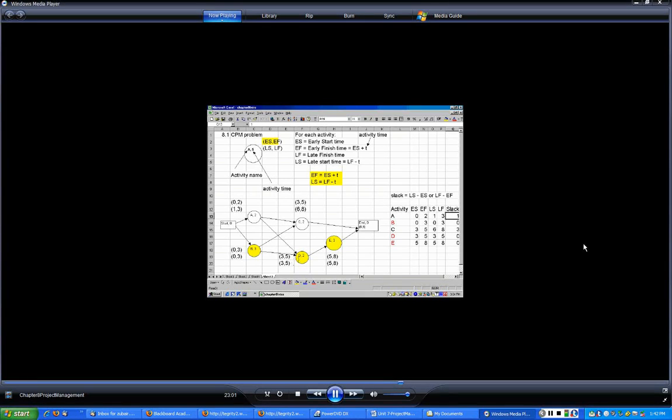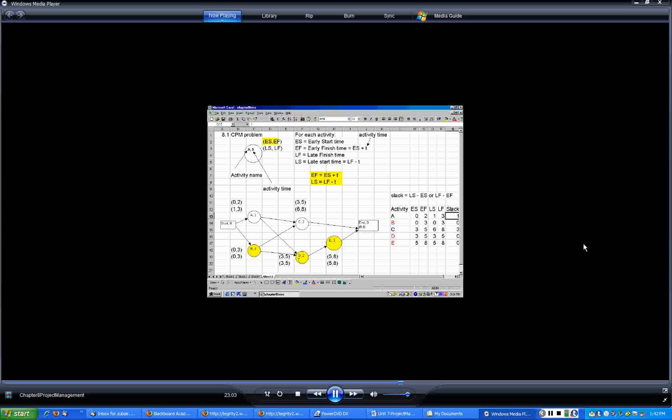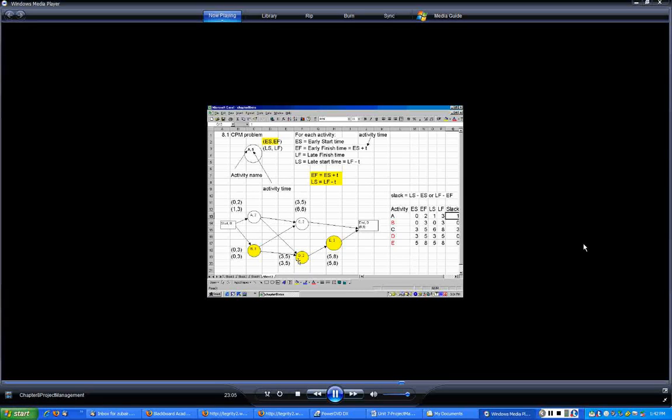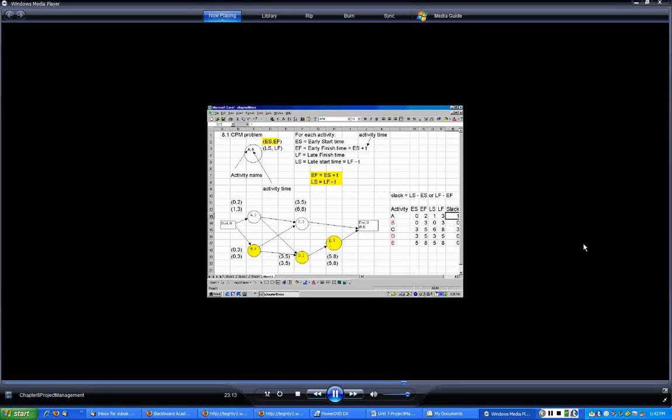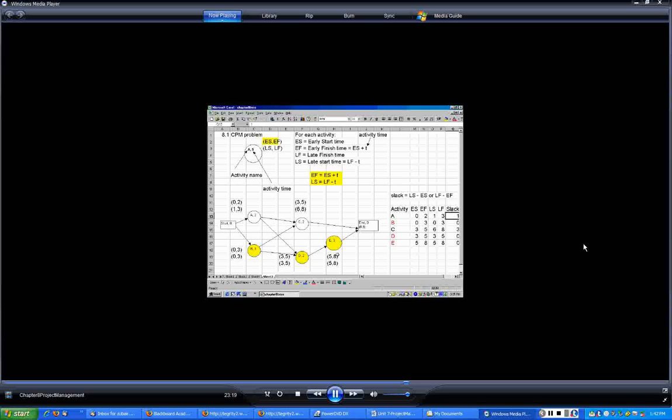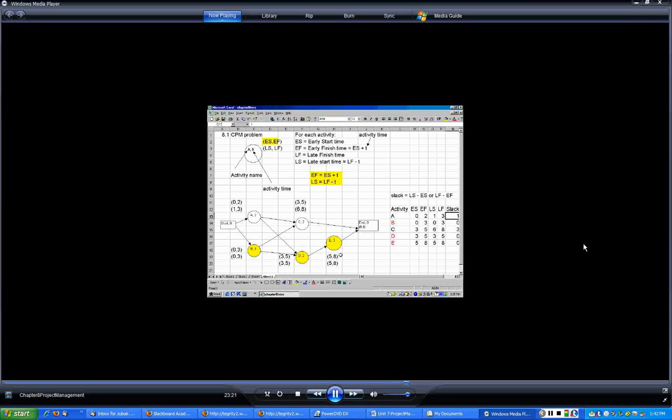Activity D, again you have to wait for both A and B to finish. Since B is going to finish later, the early start for D is 3, and the early finish is 3 plus 2, which is 5. Like activity E, the early start is 5 and the finish is 5 plus 3, which is 8. So after 8 weeks, activity E would have finished.